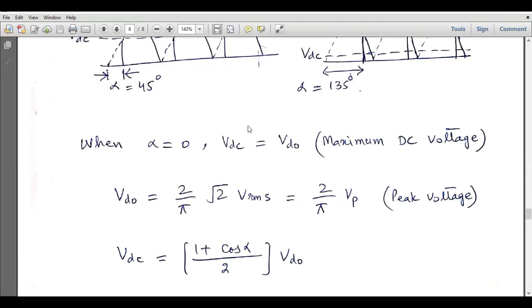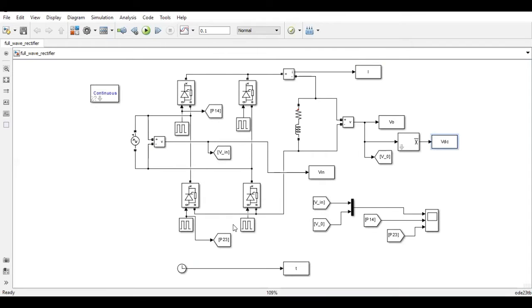And for the controlled rectifier, when we have specified the value of alpha other than 0, in that case, our DC value will be a function of VD naught, and it will be (1 plus cos alpha) divided by 2 into VD naught, and alpha is the firing angle. So if the firing angle is 0, VDC will become equal to VD naught, and if we have the value of firing angle other than 0, then the value of VDC will be reduced. Now we are going towards the practical implementation of these controlled rectifier circuits in Simulink.